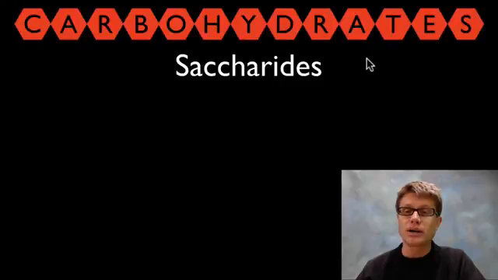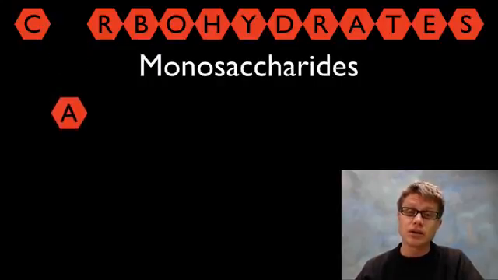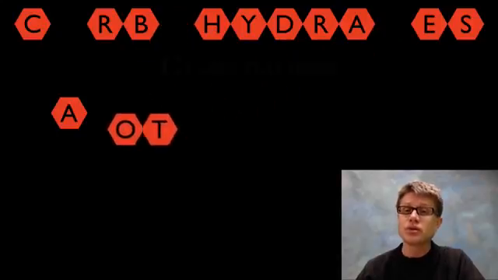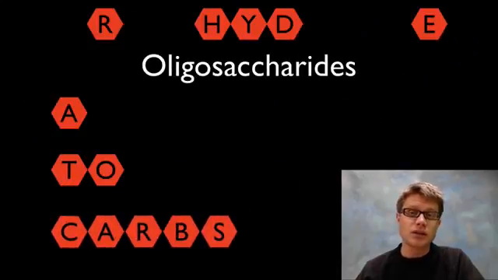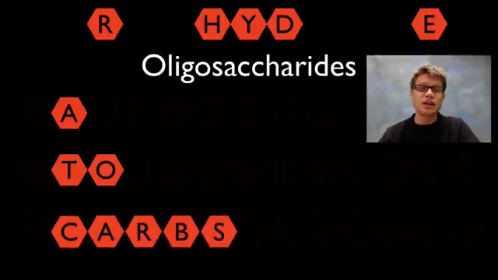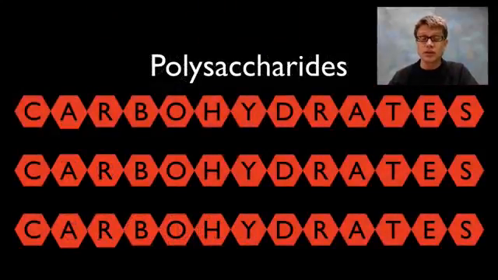And the reason I wrote carbohydrates inside these hexagons is that that's how sugars are essentially put together. And so if we have just one of these sugar molecules, we call that a monosaccharide. So an example could be glucose. If we have two of them together, we call that a disaccharide. An example could be table sugar or sucrose. It's actually one glucose and one fructose molecule. If we have about 3 to 10 sugar molecules, we call that an oligosaccharide. And then if we have a whole bunch of sugar molecules attached together, we call that a polysaccharide. And so glycogen would be an example of that.